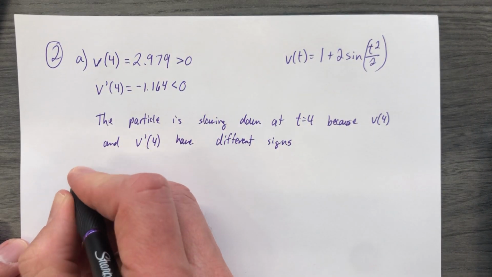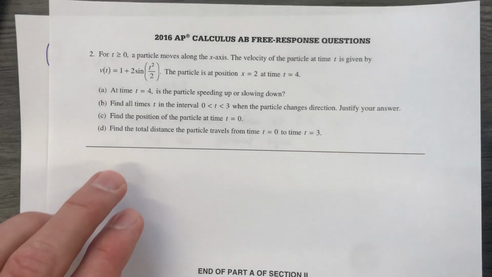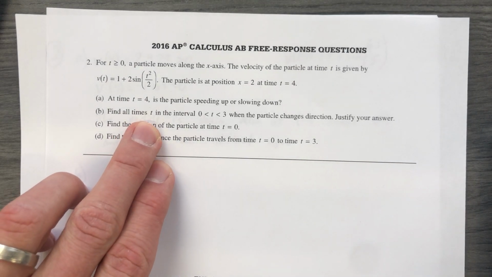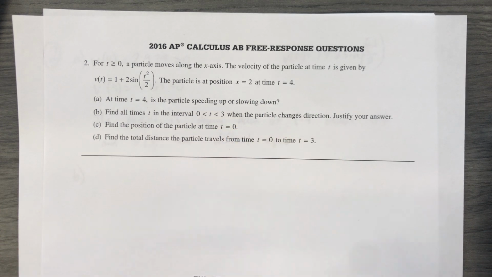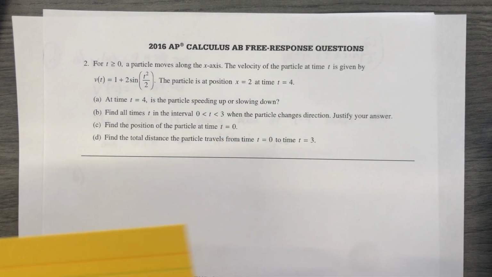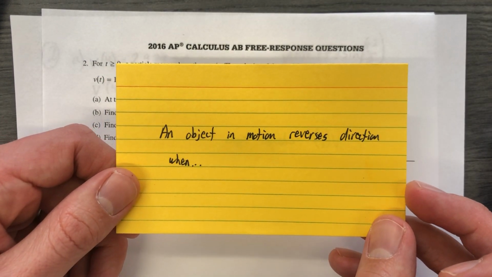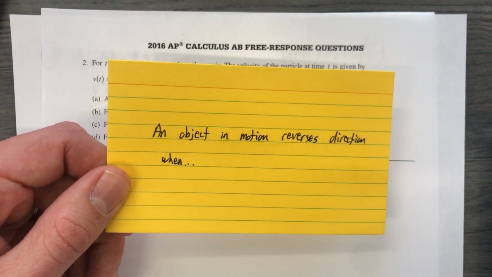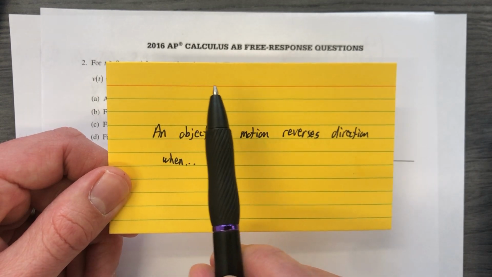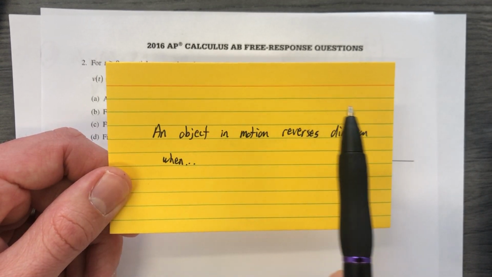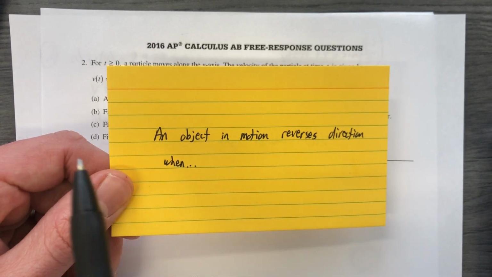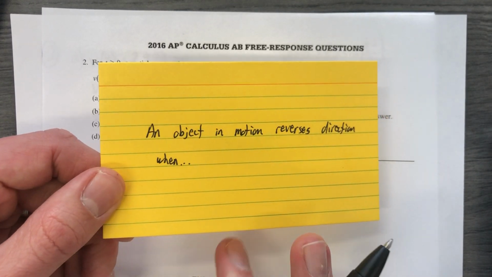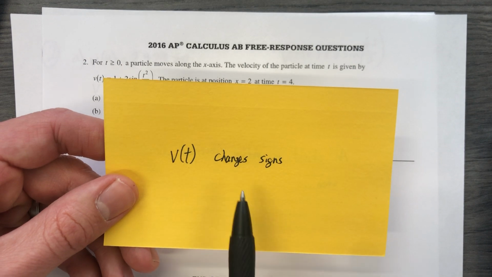Okay, here goes part B. Find all times t, final answer will be t equals something, in this interval from 0 to 3 when the particle changes direction. Okay, but when does a particle or an object change direction? Well, before I flip this card over, let's think logically. Moving forward, moving backward, moving forward, moving backward. Every time I'm changing directions, my velocity changes signs.